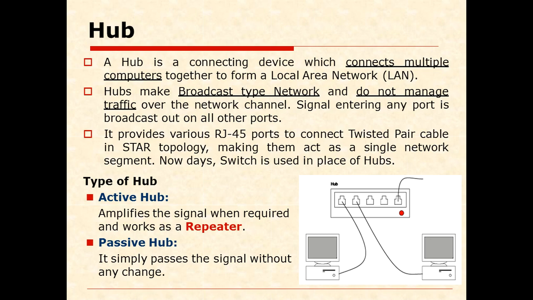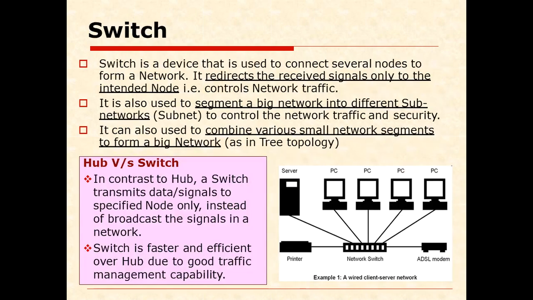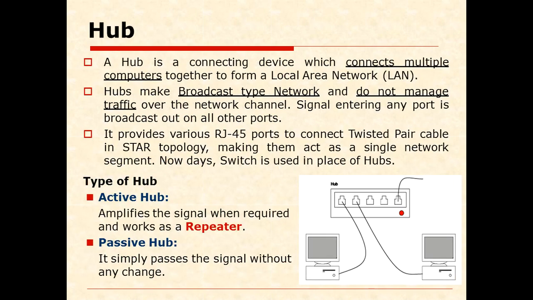Passive hub simply passes the signal without any change. It simply passes or forwards your signal from sender to receiver without any change. But active hub will strengthen your signal. Suppose the signal strength is low, the active hub will increase the strength of that signal. That's all. So hub is used for what? To make a LAN connection, to form a LAN or local area network connection.